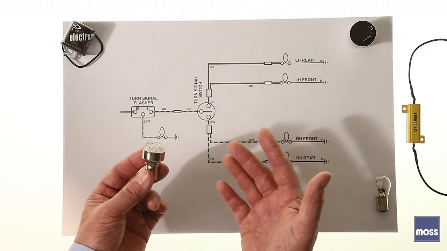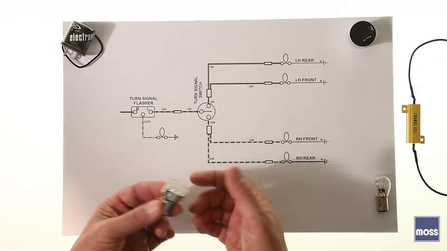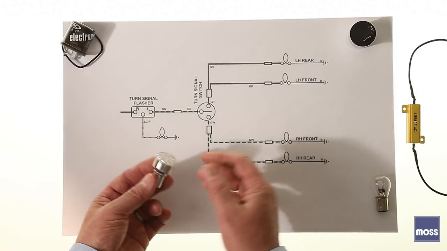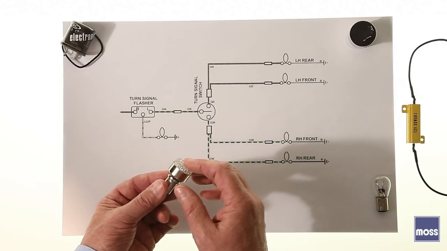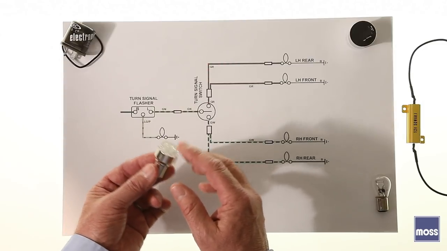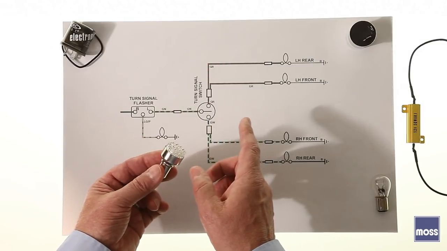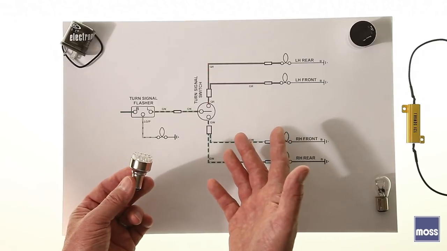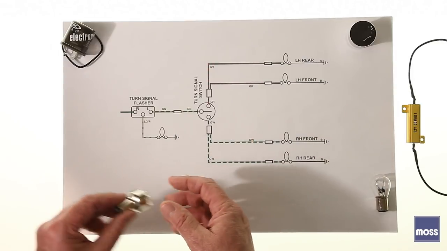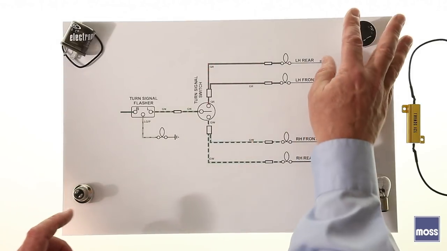It's the same problem we face when looking for positive ground radios. Positive ground radios just aren't out there. So if your car is positive ground or positive earth and you want LEDs, you either have to convert the car to negative ground or give up the LED idea. The next thing is that LEDs call for an electronic flasher.